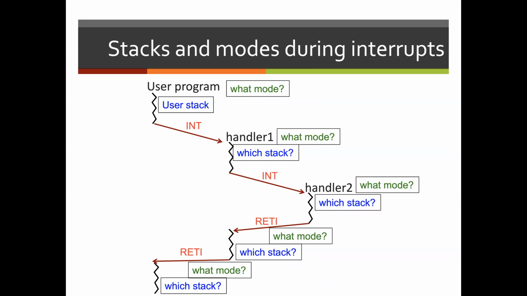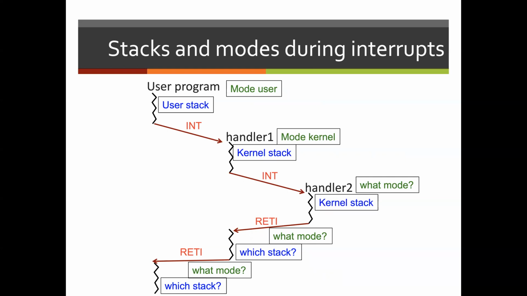And so how exactly would this be handled? When we start the program, we'll have our user stack, and that's going to be in user mode. If we encounter an interrupt, we would go to the handler, and then we'll switch to the kernel stack. And so we'll be in kernel mode.